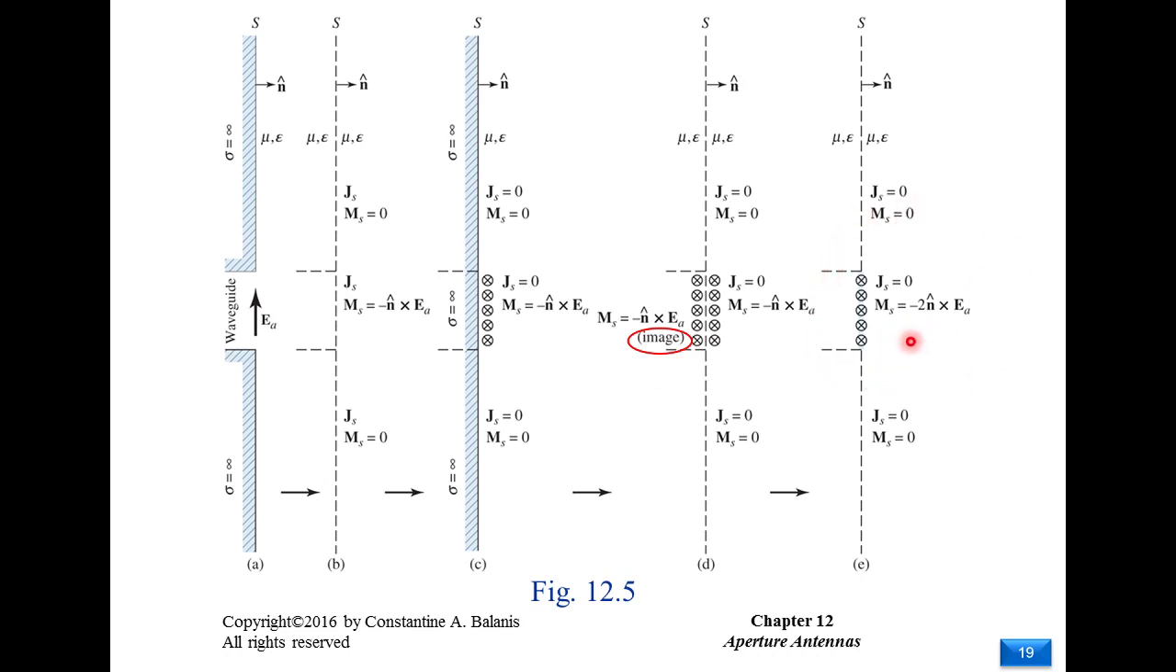We are saying the radiation from this equivalent problem and the radiation from this original problem in the right half space are the same. So: original problem, equivalence principle, Love's equivalence principle, applying the image theorem, then the final equivalent problem. The solution of this problem to the right is the same as the solution of this problem here.